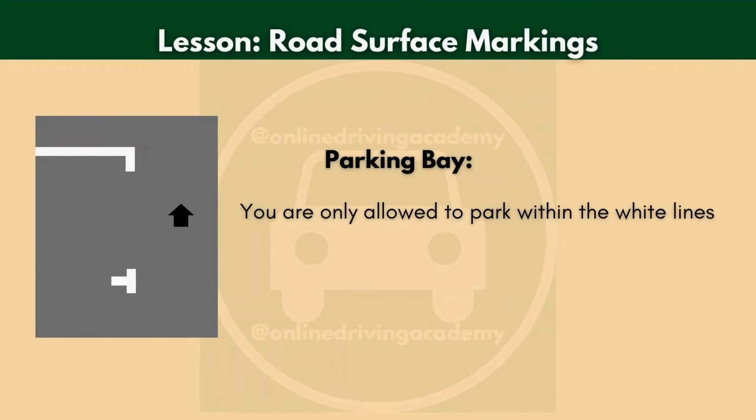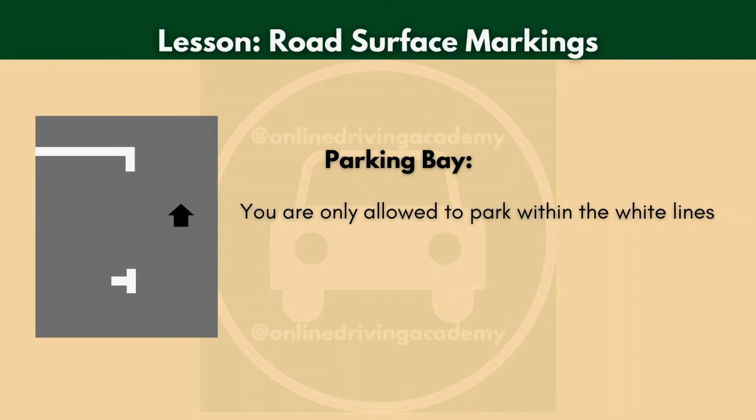Now we come across a parking bay. Now we can see in this road surface marking that there are white lines again, and there's another arrow. Now the arrow, we already know what that means. So you can see there's a border there. There's a rectangular space encompassed within these white lines.